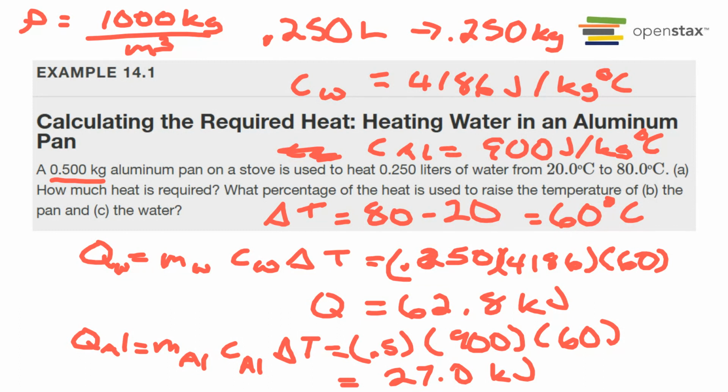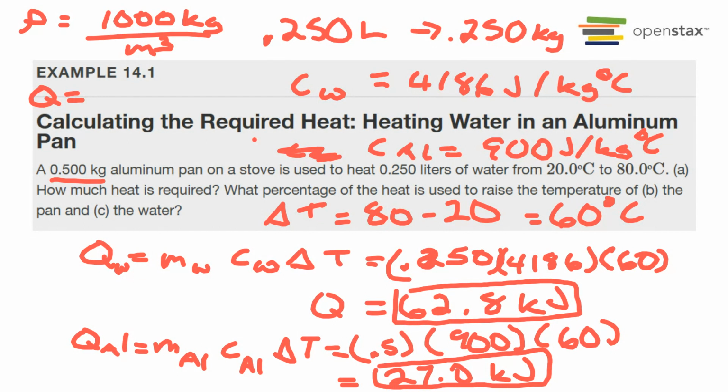And then you also have a certain amount of heat energy required to change the temperature of the water. So then if you want to know the total of that, you would add that up. So then the total Q would be equal to this 62.8 plus the 27. And so that would end up being 89 kilojoules.